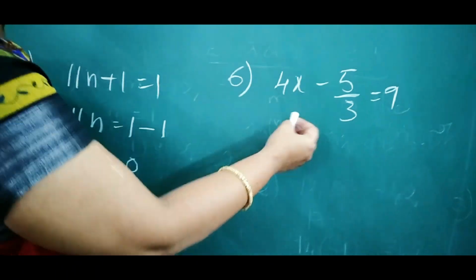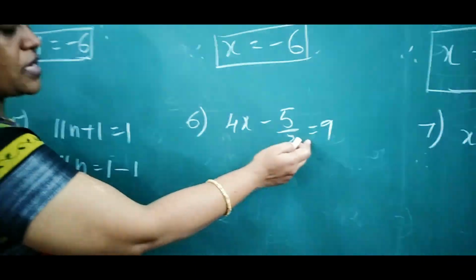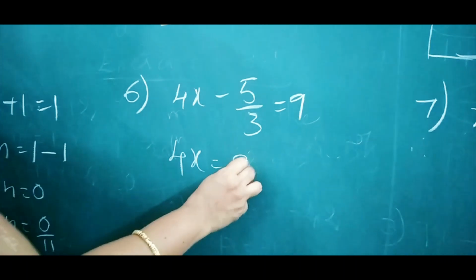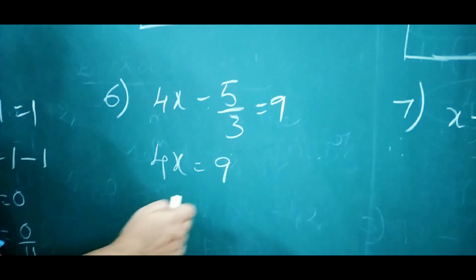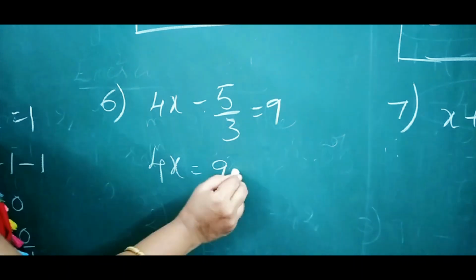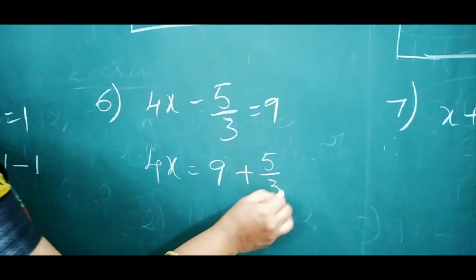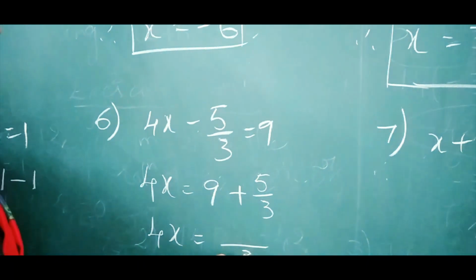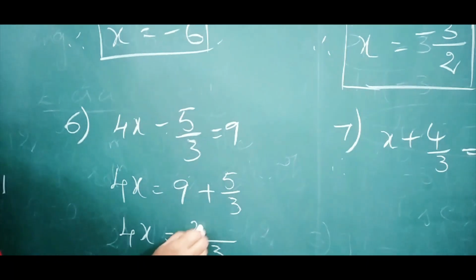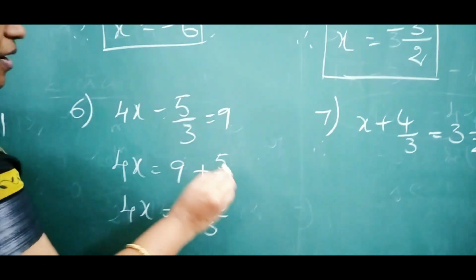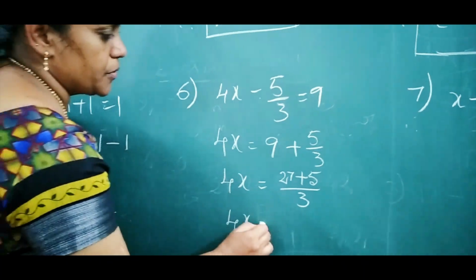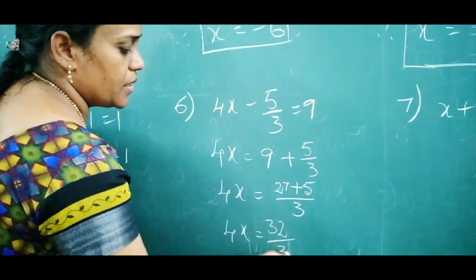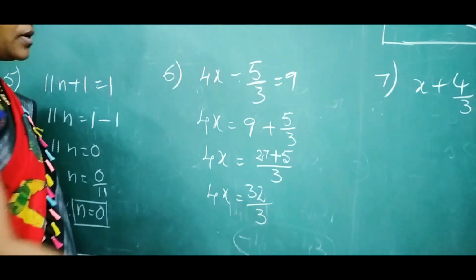Now, next problem. 4x minus 5 by 3 is equal to 9. In this, 4x is equal to 9 minus 5 by 3 transposed to that side. What we get? Plus 5 by 3. 4x is equal to, here the LCM is 3, and 9 3s are 27, plus 5. 4x is equal to 32 by 3.